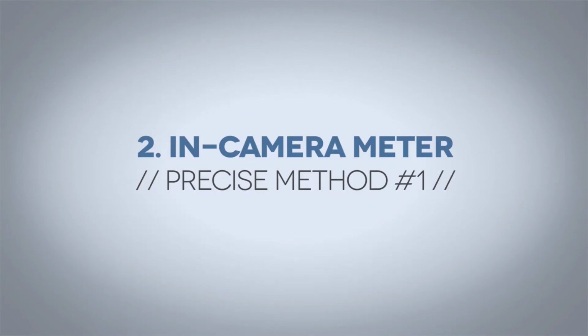Number 2, the in-camera meter. The in-camera meter is pretty simple to use. This is what it looks like, and when you have your subject ready and you have your camera pointed at your shot, it will display a measurement on the meter. Basically, you want to get the meter as close to 0 as possible.